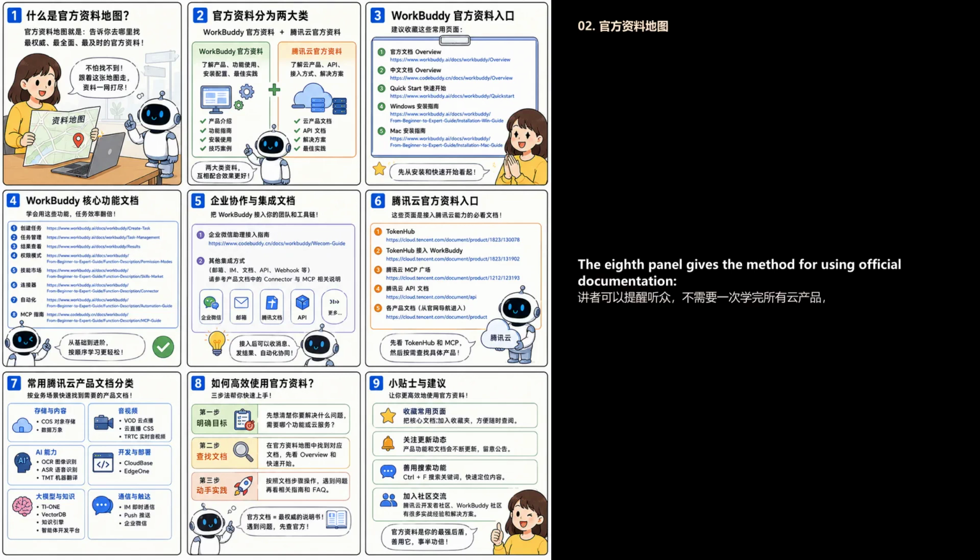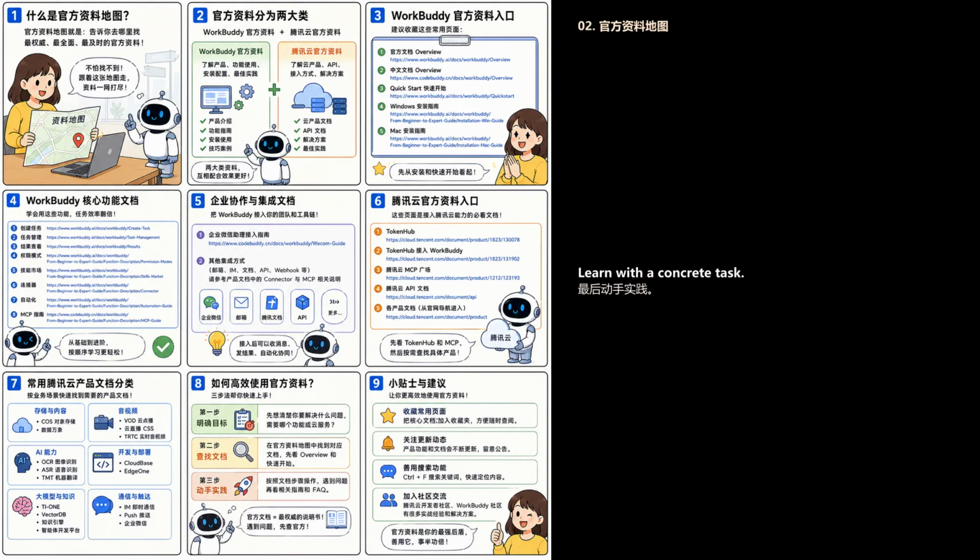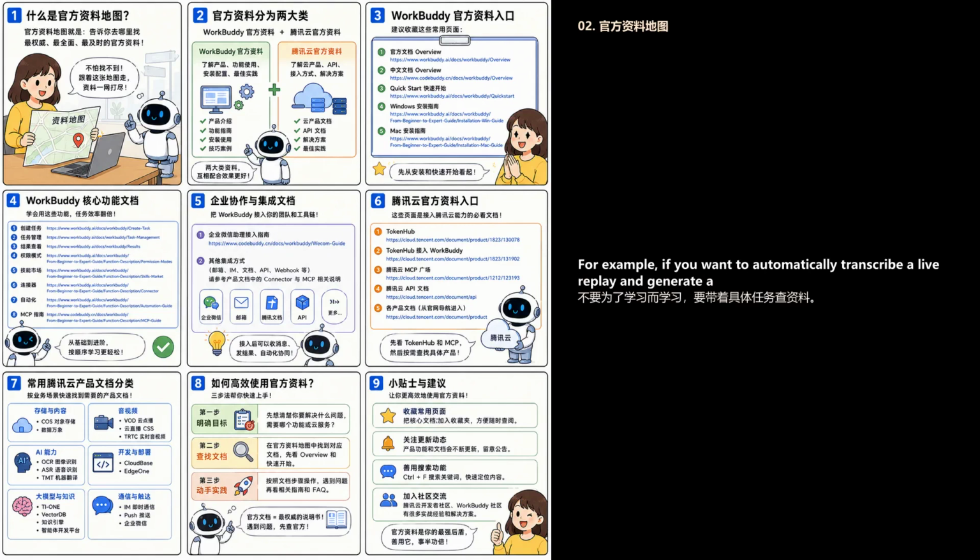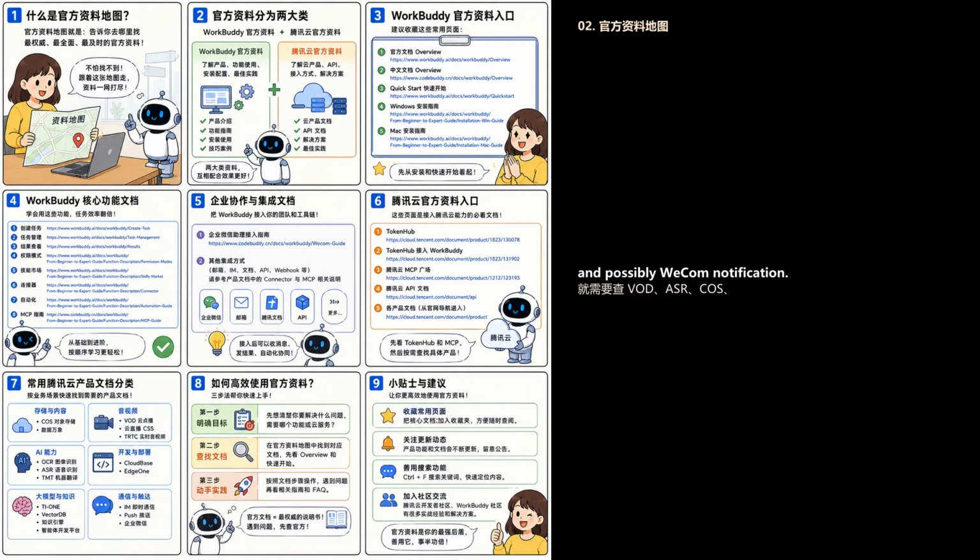The eighth panel gives the method for using official documentation. Clarify the goal first, then find the relevant document, and finally practice. Do not learn documentation for its own sake. Learn with a concrete task. For example, if you want to automatically transcribe a live replay and generate a review report, you will need to check VOD, ASR, COS, WorkBuddy automation, and possibly WeCom notification.